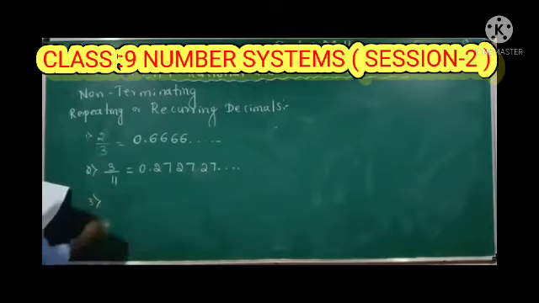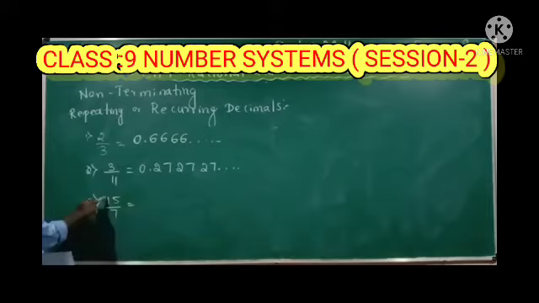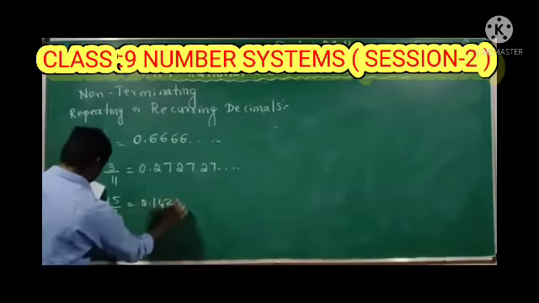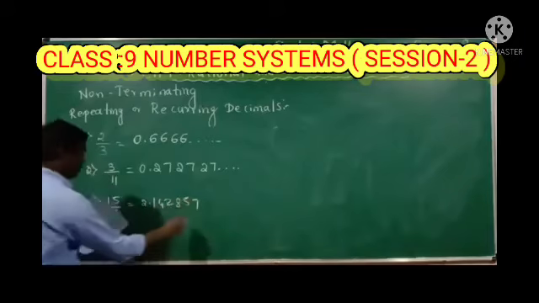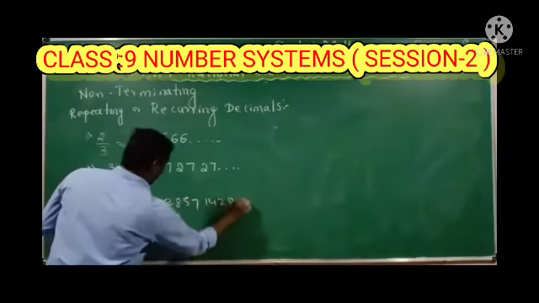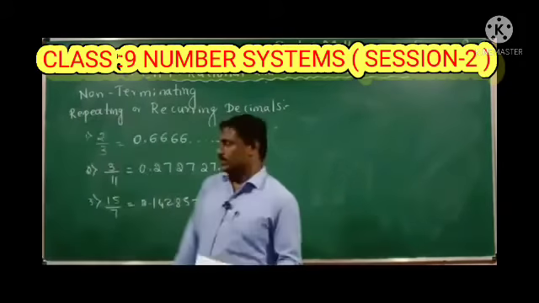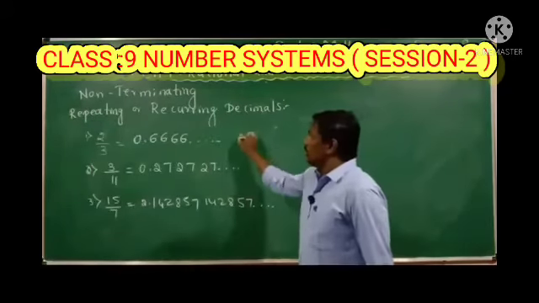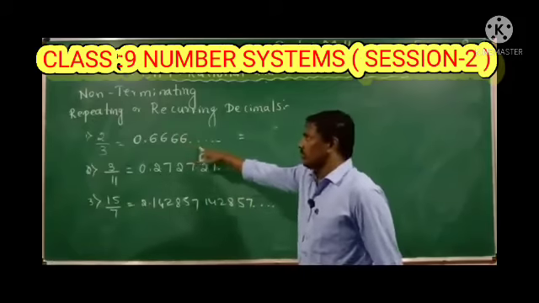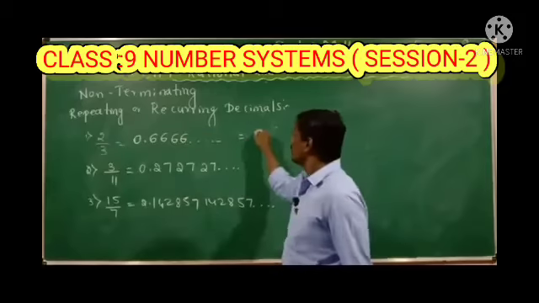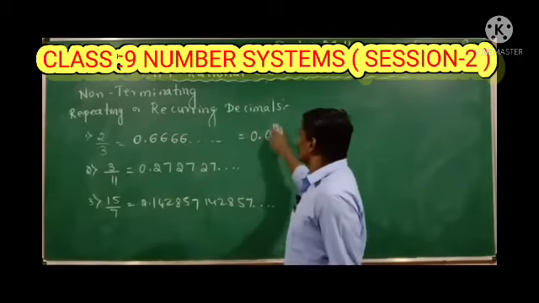Third one, 15 by 7. When I am dividing 15 by 7, I will get 2.142857, 142857, and the series will be continuous. Here, just observe the decimal expansion of the quotient, that is 0.6.